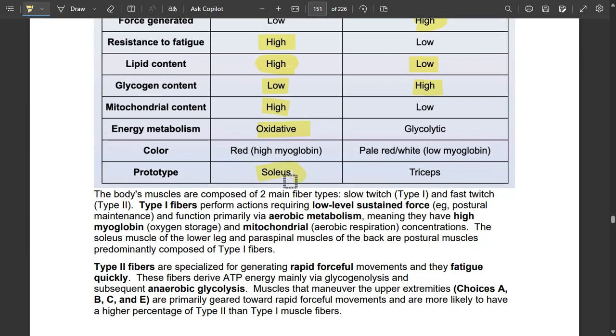Soleus muscle is type 1 fiber, while triceps, which helps during weightlifting, is an example of type 2 fiber. The body's muscles are composed of two main fiber types: slow twitch, or type 1 fiber, and fast twitch, or type 2 fiber. Type 1 fiber performs actions requiring low level sustained force, for example postural maintenance, and functions primarily via aerobic metabolism, meaning they have high myoglobin oxygen storage and mitochondria.